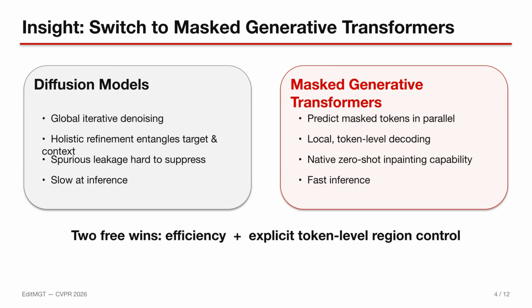Our insight is to switch generative families. Instead of diffusion, we turn to masked generative transformers, or MGTs. Unlike diffusion, an MGT predicts masked tokens in parallel. Generation is local at the token level, giving us efficient inference, plus explicit control over which regions get modified.